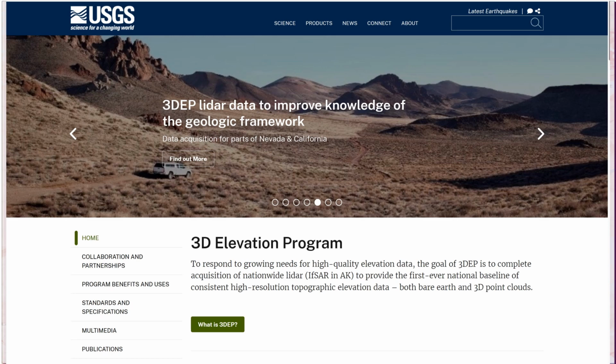This is the portal. If you go to the USGS, this is the screen you get to, and this is where you can learn about it and download the product. But I suggest to anybody who's getting ready to work on LiDAR, this is where you start.